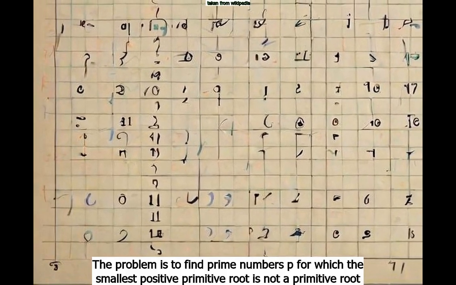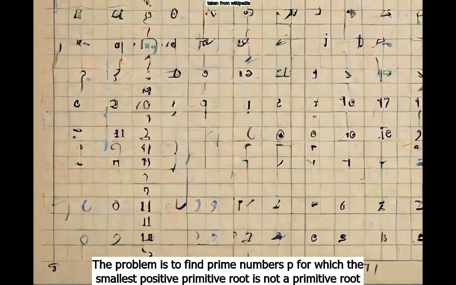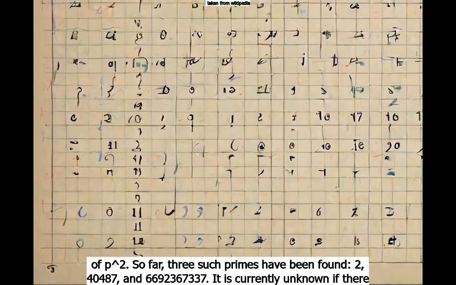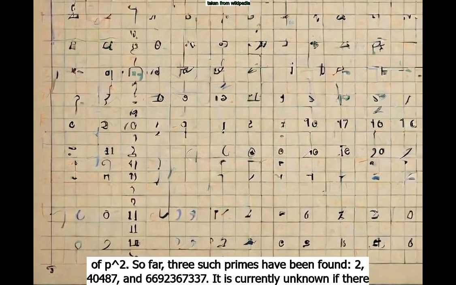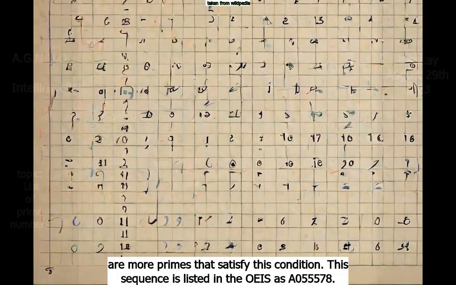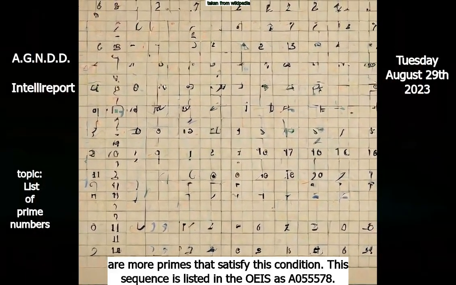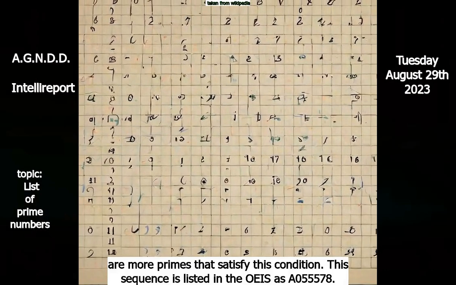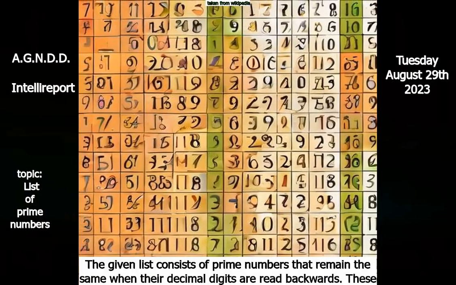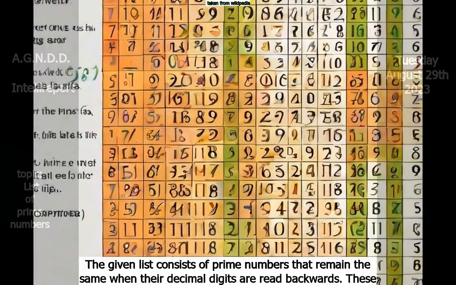The problem is to find prime numbers p for which the smallest positive primitive root is not a primitive root of p squared. So far, 3 such primes have been found: 2, 40,487, and 6,692,367,337. It is currently unknown if there are more primes that satisfy this condition. This sequence is listed in the OEIS as A055578.